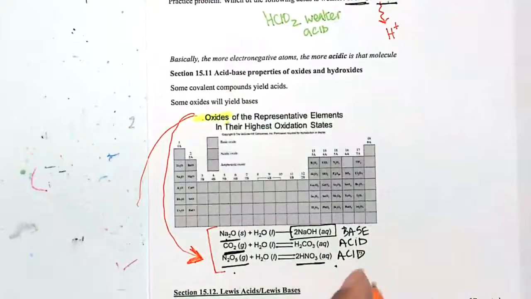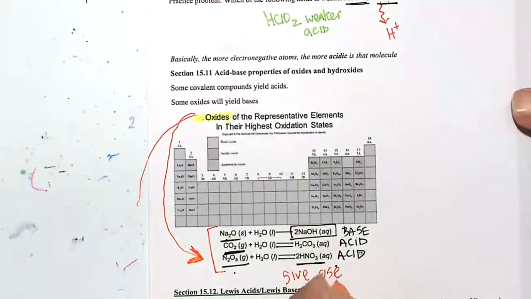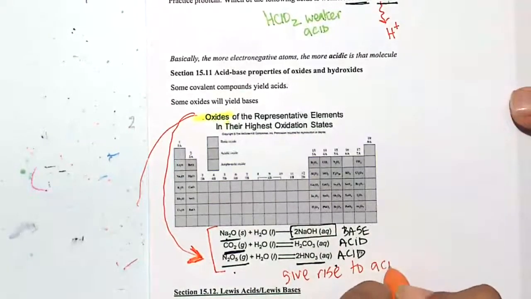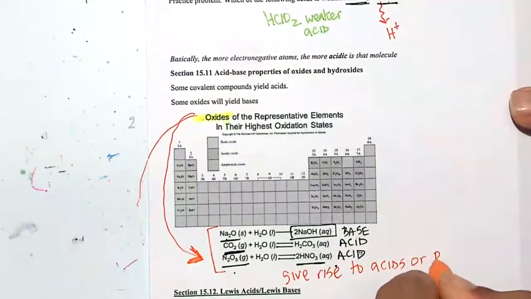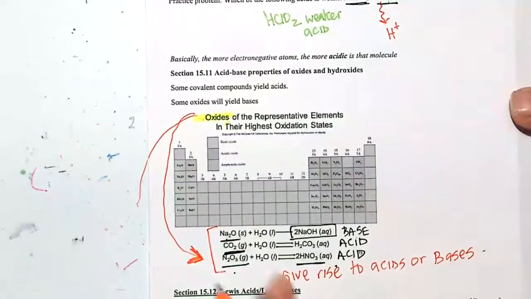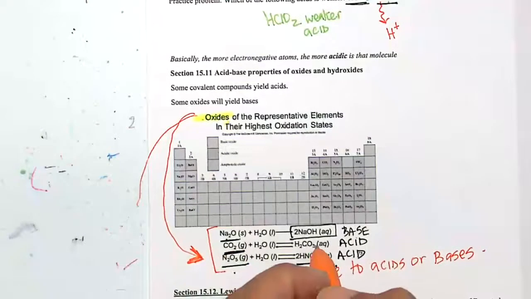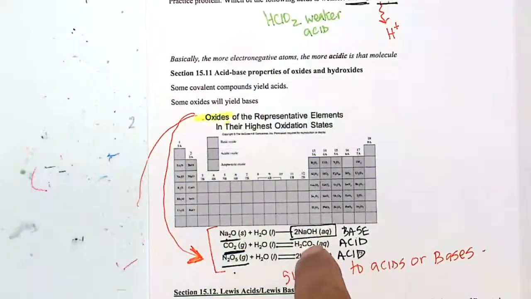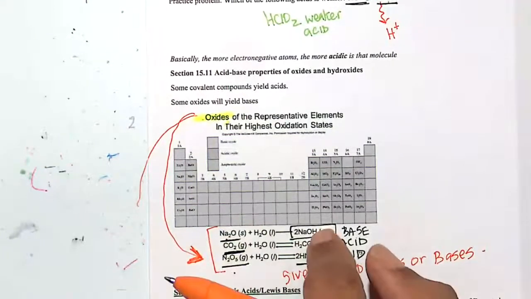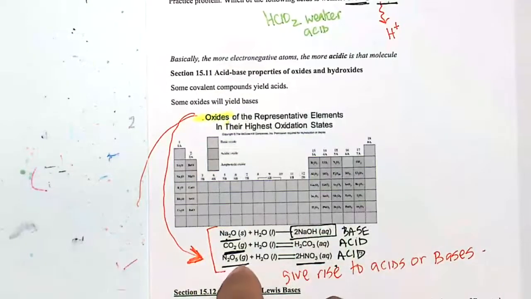Oxides can give rise to an acid or a base. Just something I think is interesting. CO2 gas that we breathe out in our body gets converted to acid. This is a weak acid, by the way. Sodium oxide gives rise to a base. N2O5, a gas, gives rise to an acid.